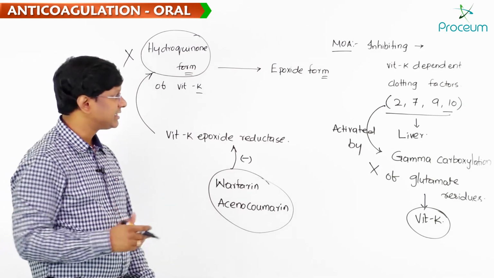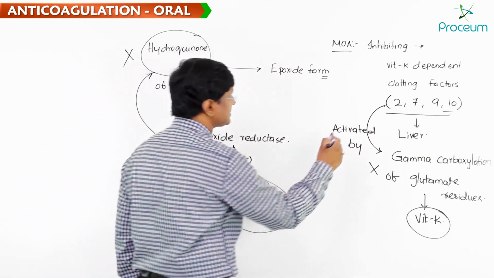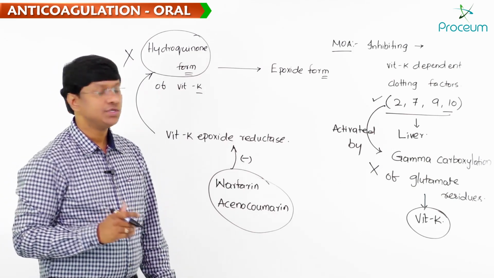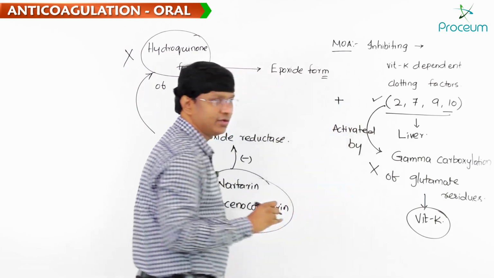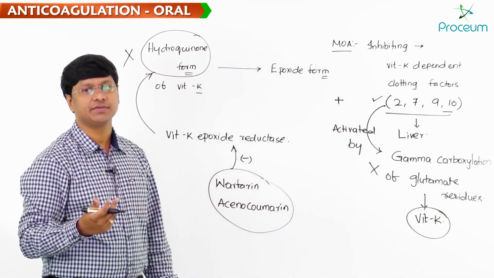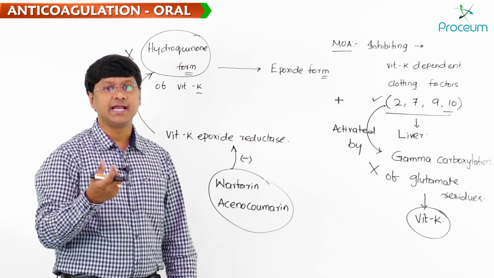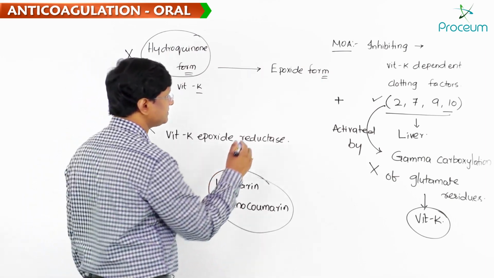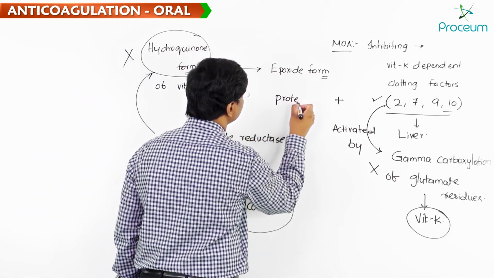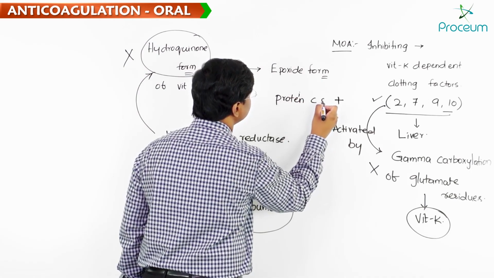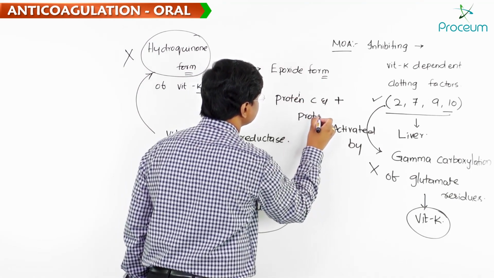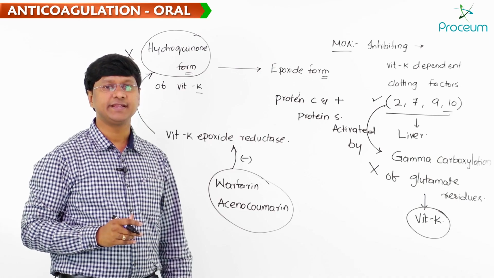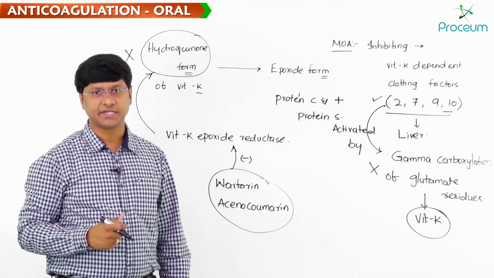Now, what are those particular vitamin K dependent factors? Already we have discussed. It is factor 2, factor 7, factor 9 and as well as factor 10. Not only these particular factors are inhibited whenever you are giving Warfarin. Remember, even the anti-clotting proteins, that is protein C and as well as protein S. Alright, so these are the factors which are completely dependent on vitamin K for their activation.